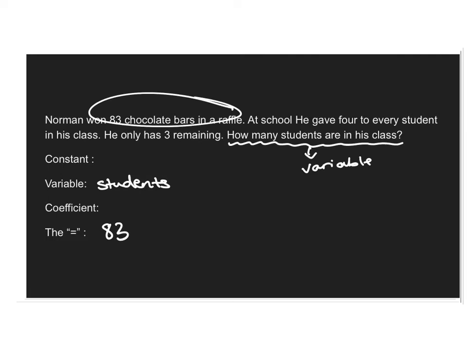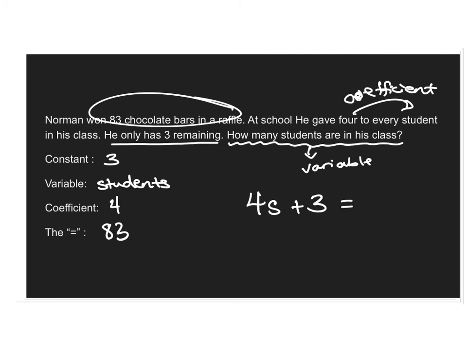All right. What's the constant? What do we absolutely know to be true? At school, he gave 4 to every student. Well, that might be a constant, but every student changes. So if he gives 4 to one student, that means he's given away 4. So if this is connected to the variable, that's going to be your coefficient. All right. So the coefficient is 4 to every student. He only has 3 remaining. So we know that to be true. 3 is just the amount. So that's the constant. So if we build our equation, we go 4 times every student plus the 3 that we know to remain is going to equal 83 in total.